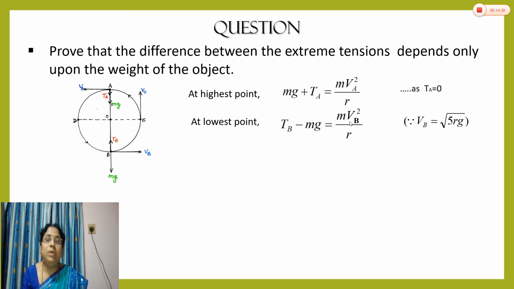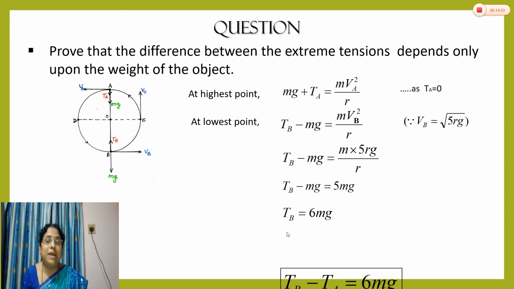Now since Vb is equal to under root 5 Rg, instead of Vb square we can put here 5 Rg, m into 5 Rg upon r. So now Tb minus mg is equal to, r and r get cancelled, we will get 5 mg. So Tb is equal to 6 mg.